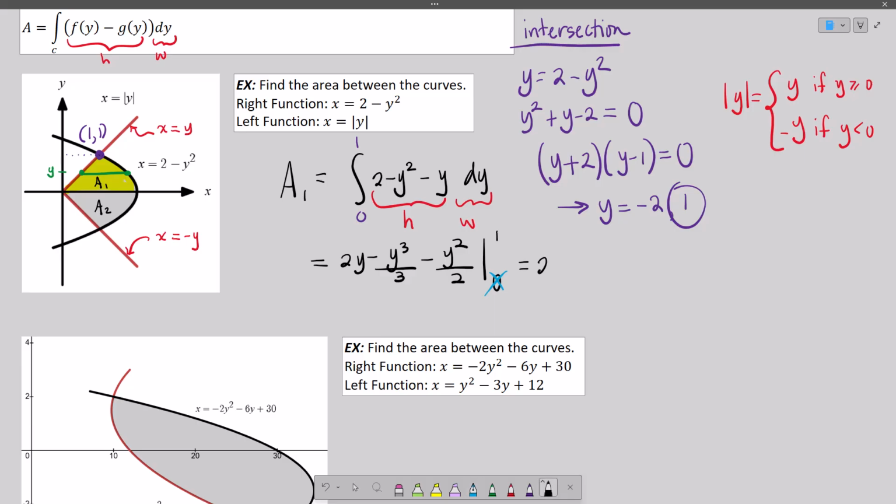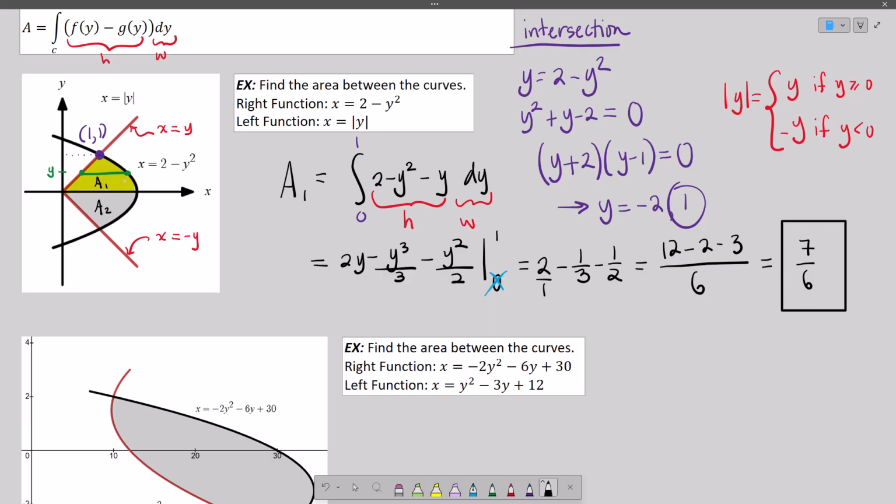Plug in the 1, we're going to have 2 minus a third minus a half. We're going to get a common denominator of 6. This denominator there is 1, so we have to multiply that by 6 and get 12. 2 times 6 is 12. So this one we multiply by 6 over 6. This one we're going to multiply by 2 over 2, so we get a 2. Multiply this one by 3 over 3, we get a 3. So we're going to get 7 divided by 6.